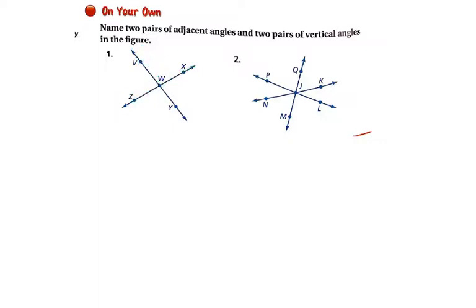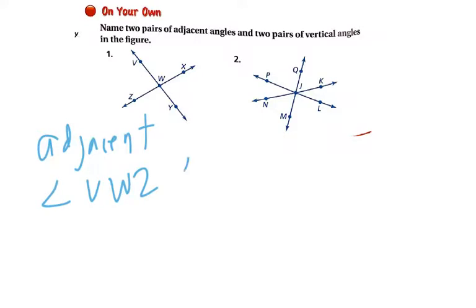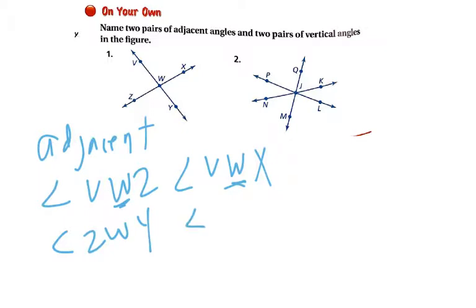So I'm going to list that, and I'm going to say adjacent. So it's going to be angle VWZ and angle VWX. Okay, so that vertex point is in the middle there. They share that and the common side. Okay, another adjacent pair would be here and here. So that's angle ZWY and YWX. So those angles would be adjacent. They share that common side.